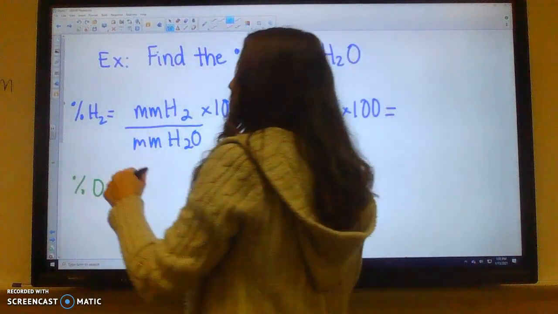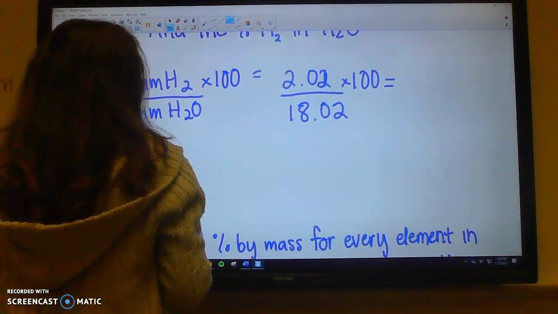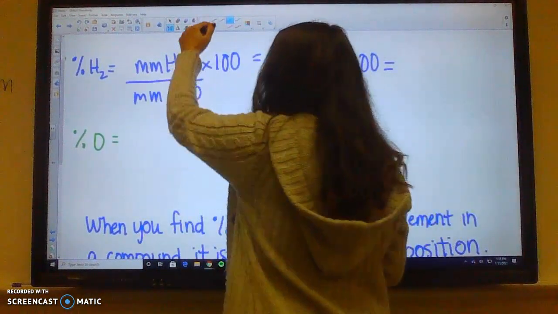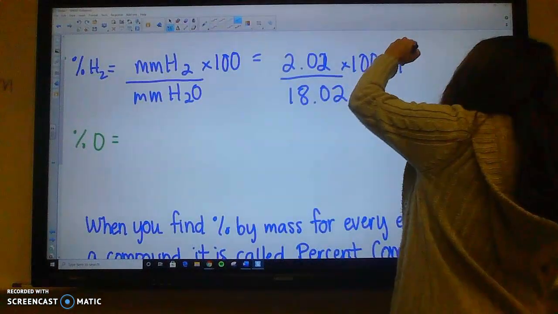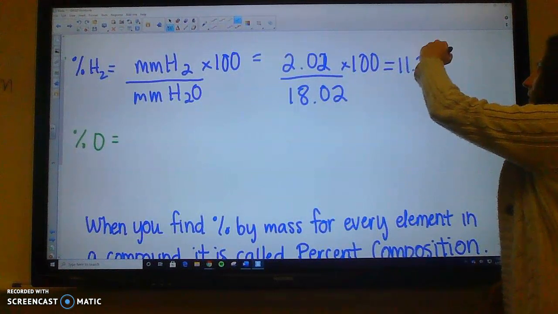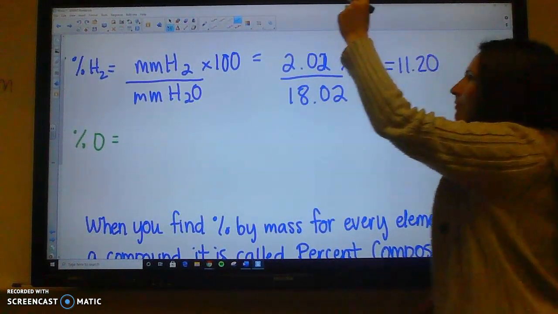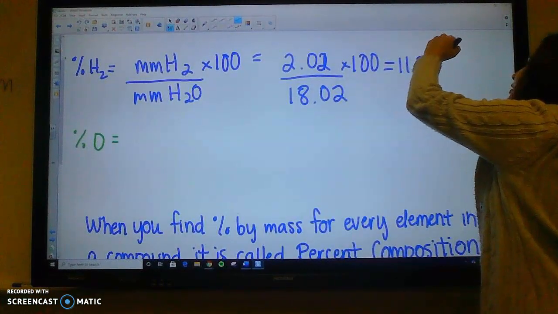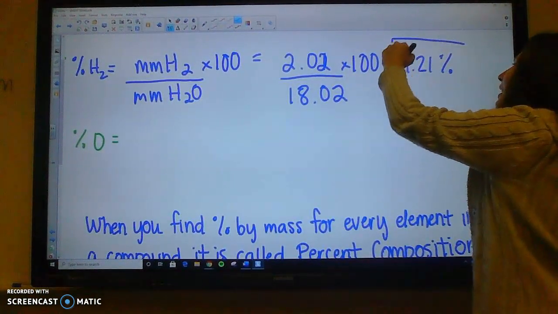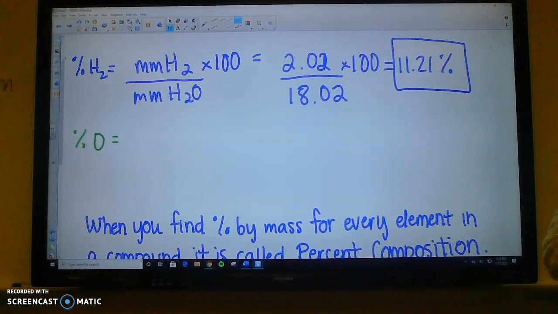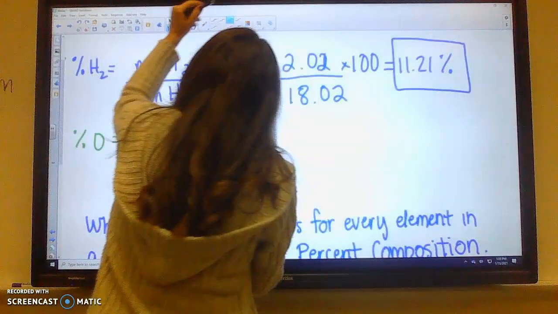I'm going to go ahead and set up oxygen. 11.2. Okay, 11.2 what? Let's go to 2 decimal places. So that'd be 11.21 because there's a 9. Oh, okay. So 11.21, and then don't forget to write percent with your answer because these are percentages and that's like a unit. Okay, and then Emma, can you solve this next one for us?